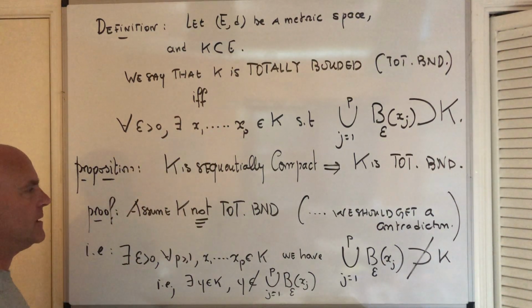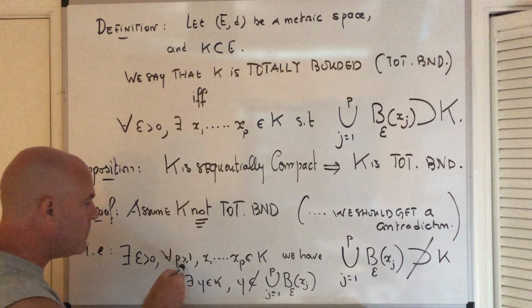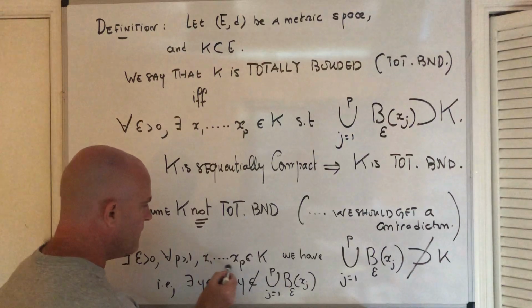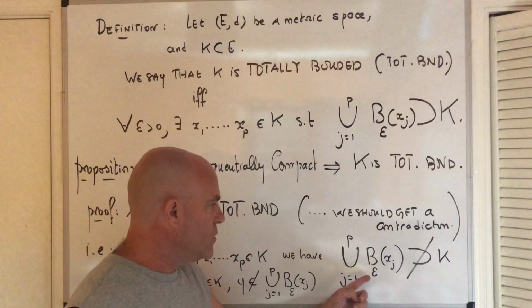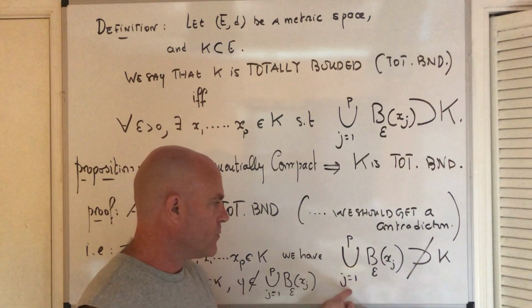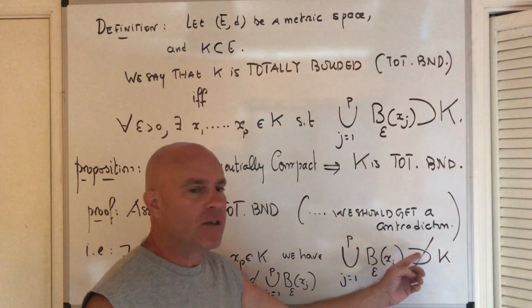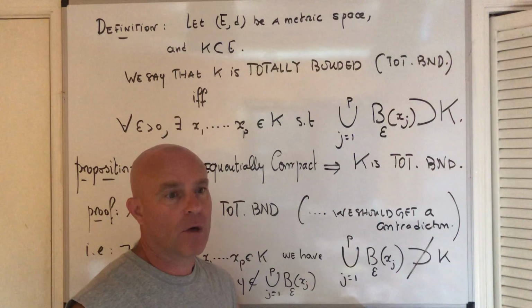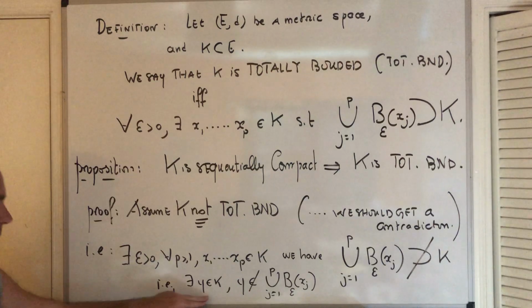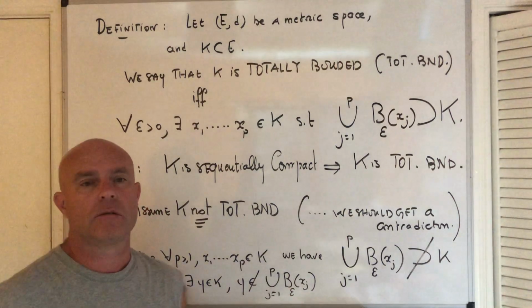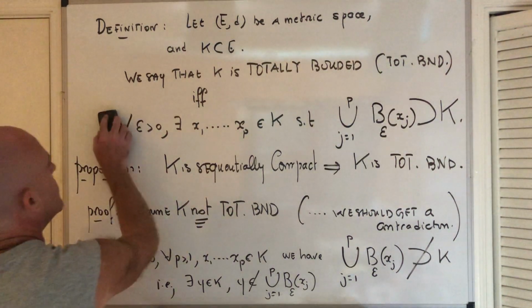Writing the negation of that sentence means that there exists an epsilon positive, such that for any integer p and for any finite number of points x1, ..., xp in K, the union of those balls centered at xj, from j equal 1 to p, and of radius epsilon, this union doesn't cover K completely. Or in other words, there always exists a y in K such that y doesn't belong to this covering. Alright, so let me now erase the top of the board.